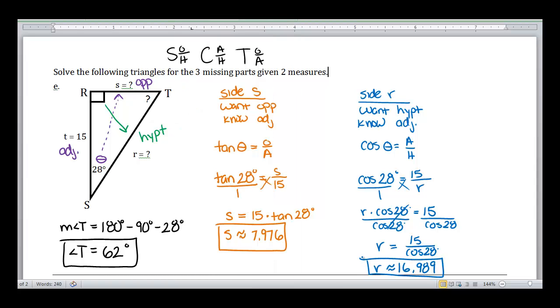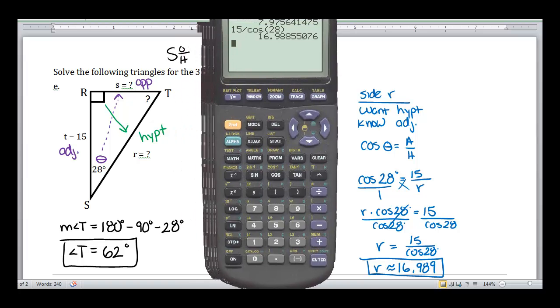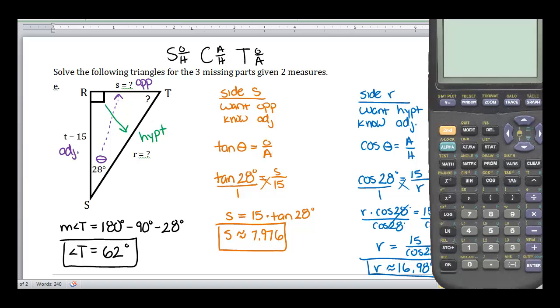Now, to check our answers, again, this one I don't think we're going to have any problems with. These are the 2 that we might have problems with. You can always do your Pythagorean theorem very fast in your calculator. Now again, it's not going to work out perfect, but it should be very close. If I take my 2 legs, the 15 plus our side S, the 7.976, and square them, I should get about the same decimal as if I squared my hypotenuse. And if you notice, they are very, very close. That tells me that I most likely did this correct.